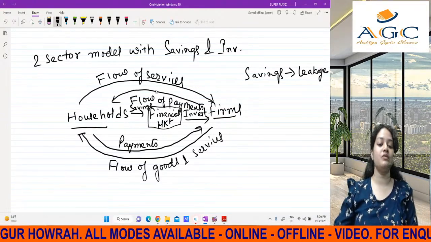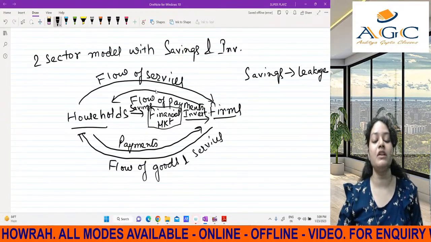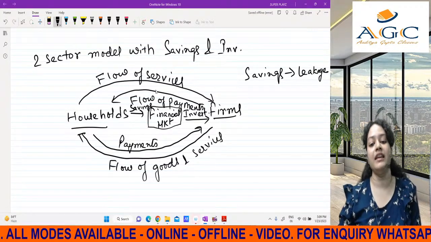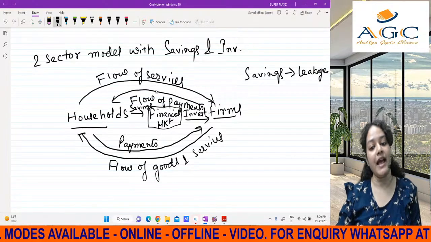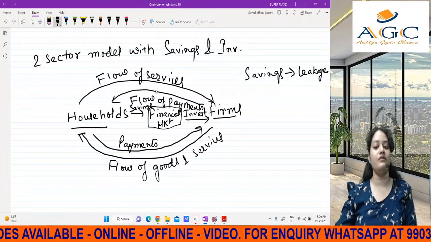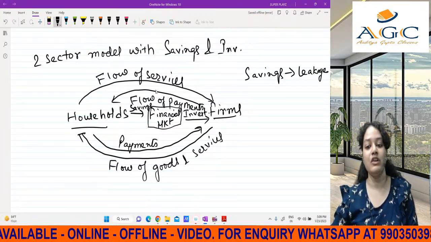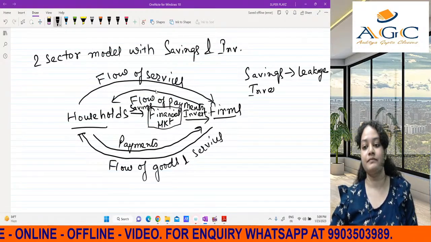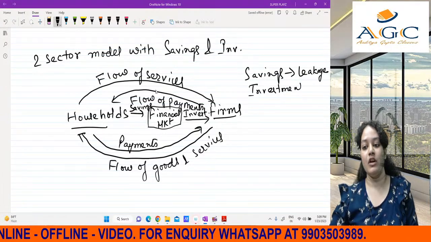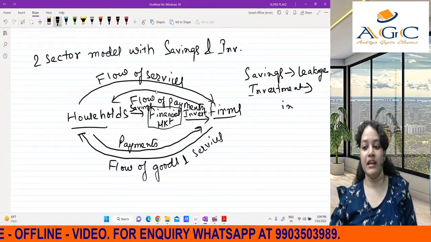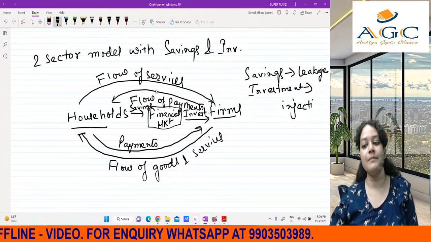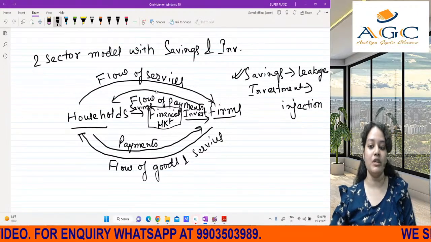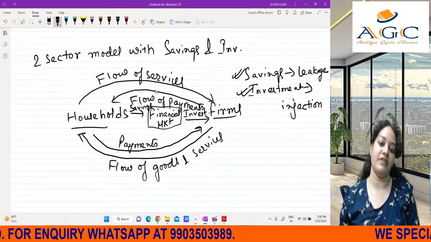So savings was what? It was going out of the circular flow because we were not benefiting the economy in any way. But when the same money is coming back into the business, into the circular flow in the form of investment, that can be called as what? It is an injection. So investment can be called an injection. So the same money that was going out in the form of savings is coming back into the business in the form of investment.